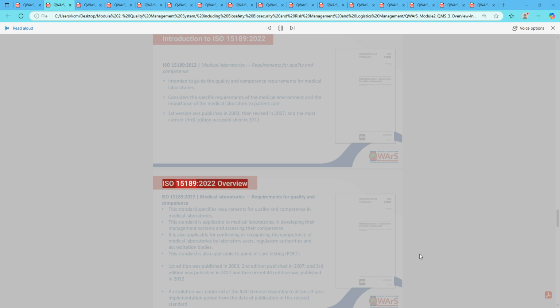ISO 15189:2022 Overview. ISO 15189:2022 Medical Laboratories Requirements for Quality and Competence. This standard specifies requirements for quality and competence in medical laboratories. It is applicable to medical laboratories in developing their management systems and assessing their competence. It is also applicable for confirming or recognizing the competence of medical laboratories by laboratory users, regulatory authorities, and accreditation bodies. This standard is also applicable to point-of-care testing, POCT.